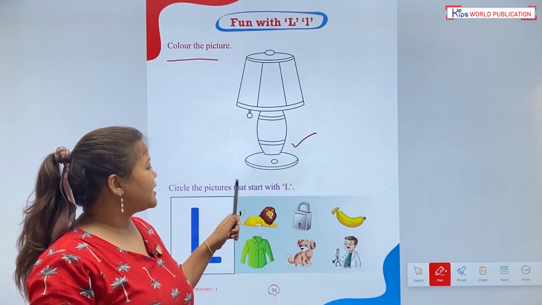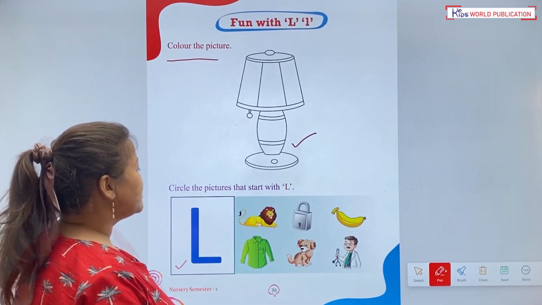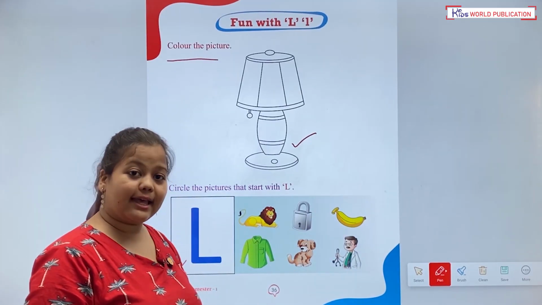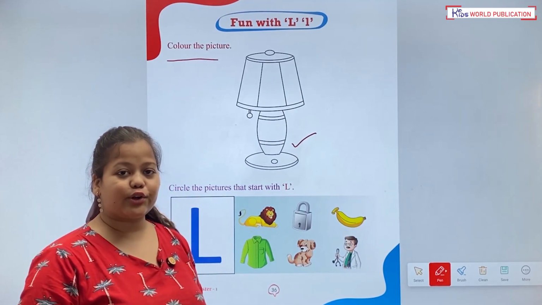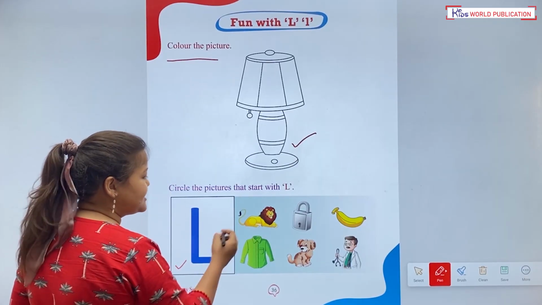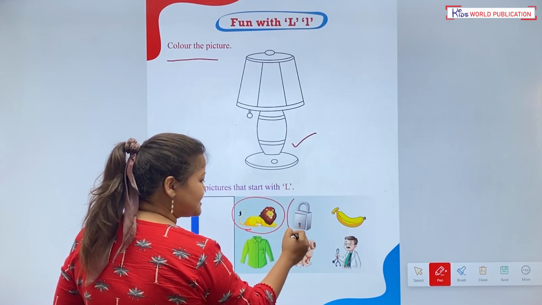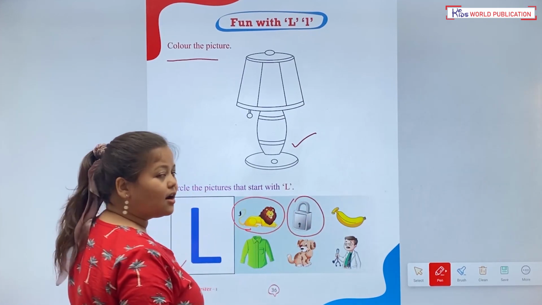Circle the picture that start with L. You will circle that picture which name start with letter L. This is the picture of lion. Yes. Lock. Yes. Banana. No.